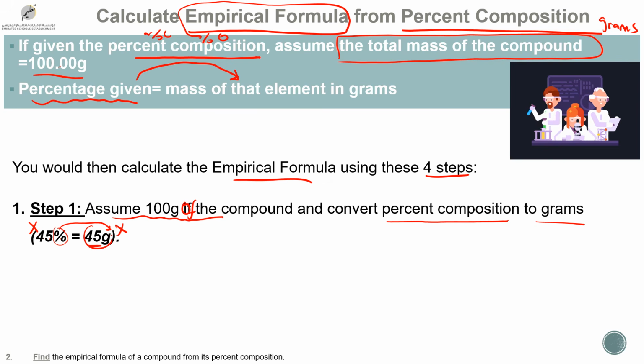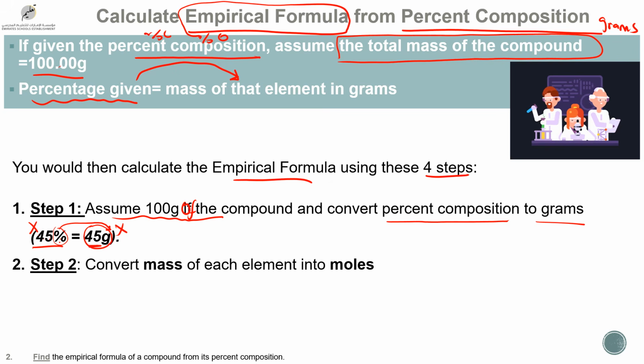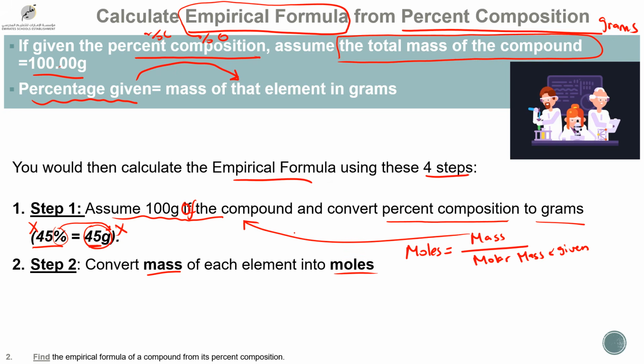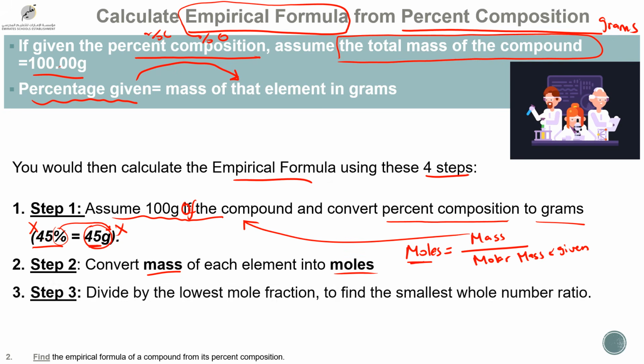Sometimes they will give you the mass directly, sometimes they will give you the percent. Now step number 2, convert the mass into moles. How can we do that? You know the equation: moles equals mass over the molar mass, and the molar mass will be given to you, either in the periodic table or in the question, and the mass you find from step 1. So find the moles.